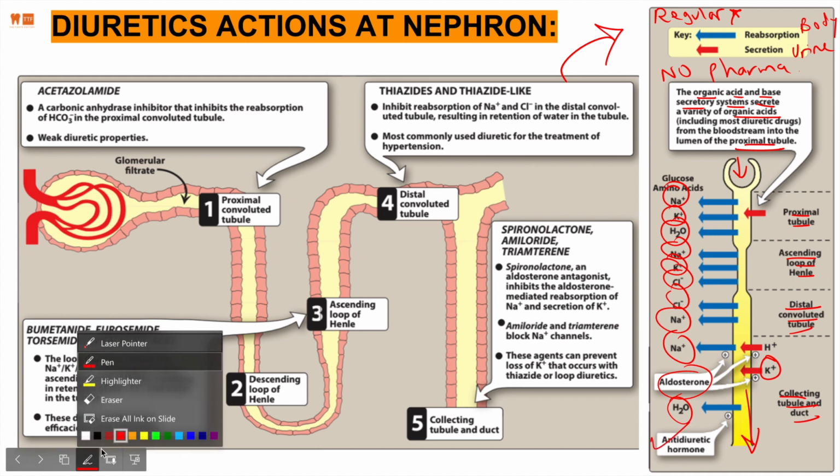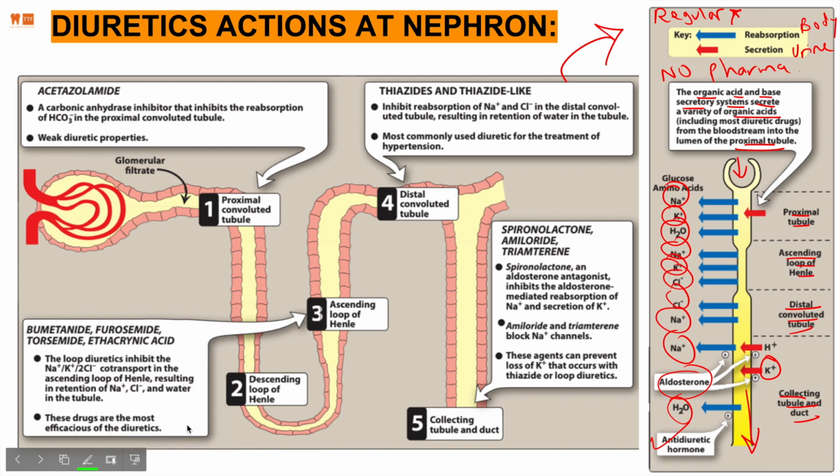But here's the trick. This is the regular body's function. As soon as we give drugs like acetazolamide, then this gets prevented. All of this reabsorption gets prevented and comes out in the urine. As soon as we have loop diuretics such as furosemide, then we have the ascending loop of Henle not functioning. Therefore, sodium, potassium, and chloride leave the body into the urine.